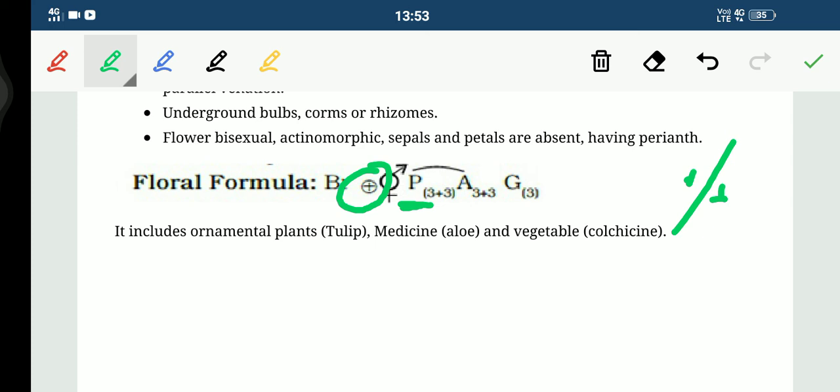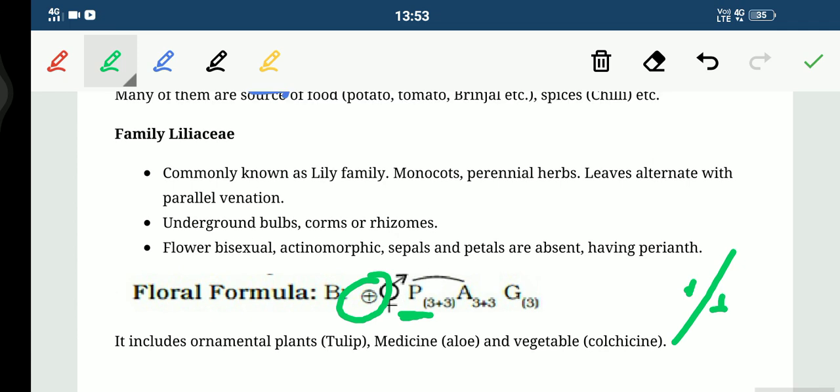Now students, these are the floral features which you need to remember. They are very important. Fine, if you simply remember these formulas, you can easily identify their characteristic features. So this was all about today's module, students. Thank you.